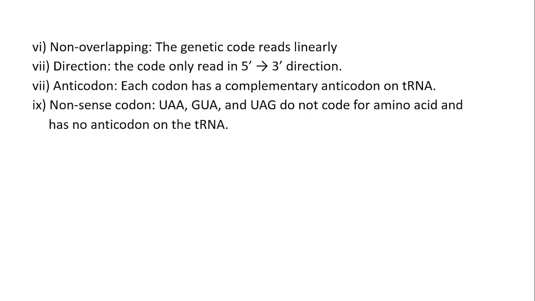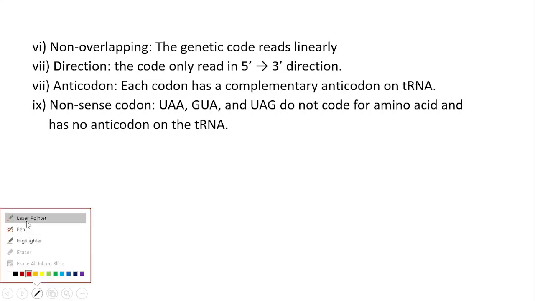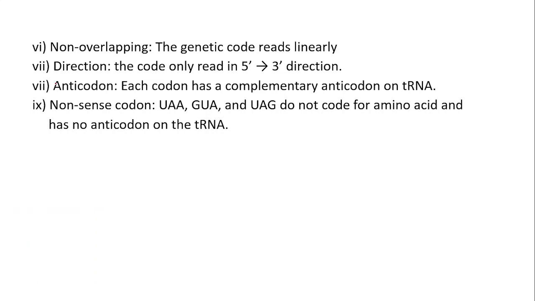Coming to the next part of the chapter, let us continue with the salient features of genetic code. We have finished 5 salient features of the genetic code in our previous part, and coming to the next one, that is the 6th salient feature: genetic code is non-overlapping.